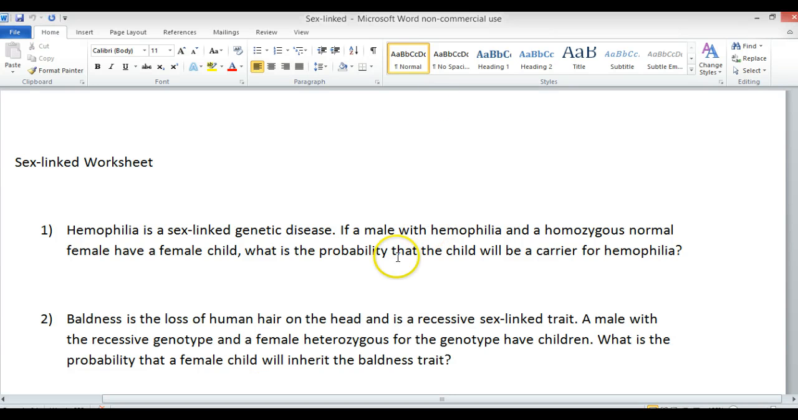Okay, so some of you had questions on the sex-linked worksheet. You can always review your notes from the genetics notes, but here is a little tutorial on how to do this worksheet. When we talk about sex-linked traits, we use X and Y to denote that these are carried on the X or Y chromosome.